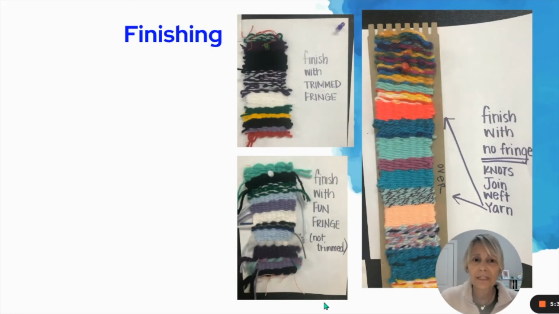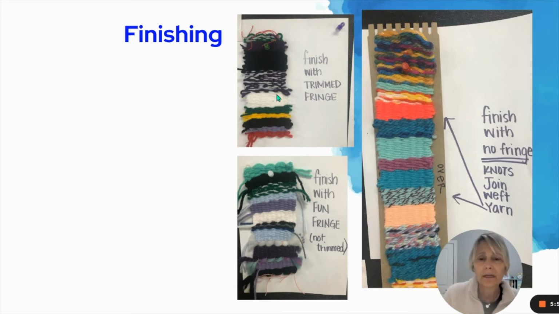All right, so finishing the yarn, finishing the weaving, I give the kids 3 options. So when they end a string, I tell them that they can just leave 2 or 3 inches off the side and then start their next color. And then they can finish it with a fun fringe.